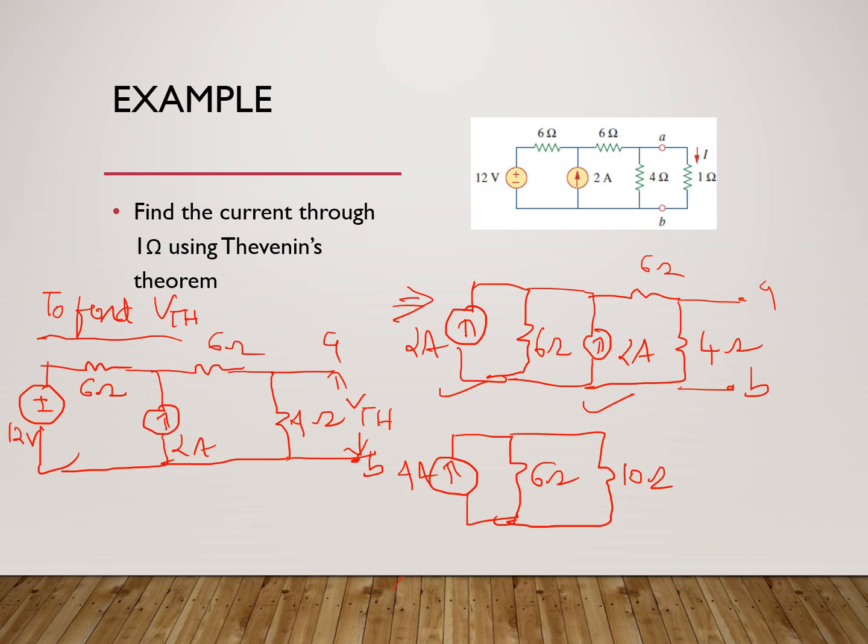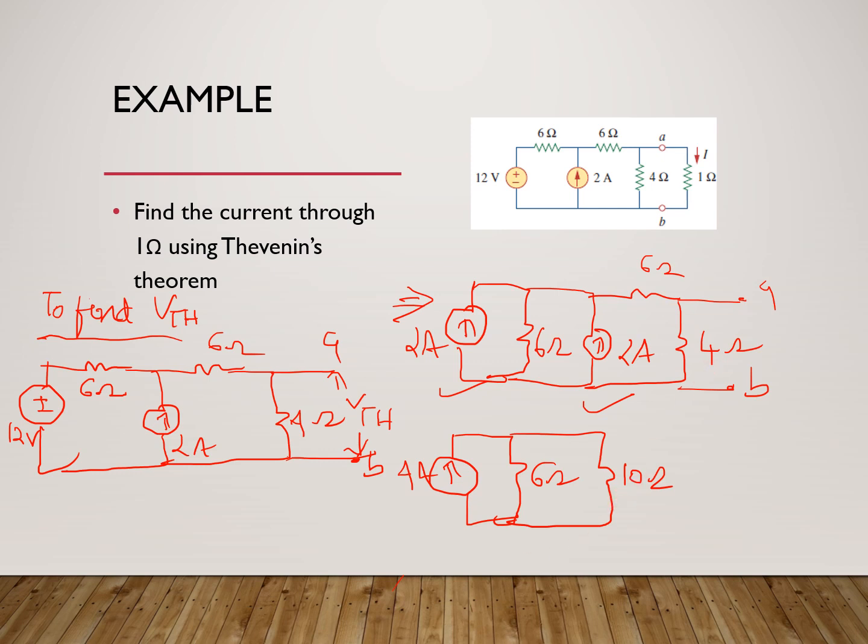So this 10 ohm resistance is going to be a combination of 6 and 4. Since this is open circuited, the 6 and 4 come in series. So the same current will flow through both the resistances. So the current through the 4 ohm and the current through the 6 ohm is the same. So we are going to be considering it as a total resistance of 10 ohm.